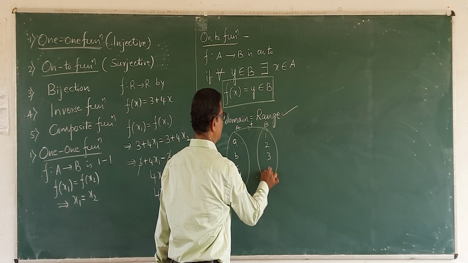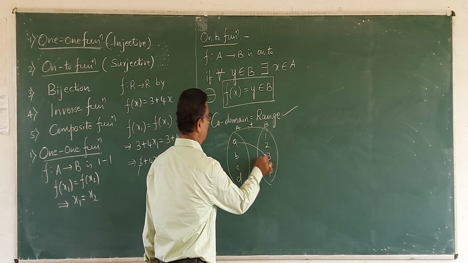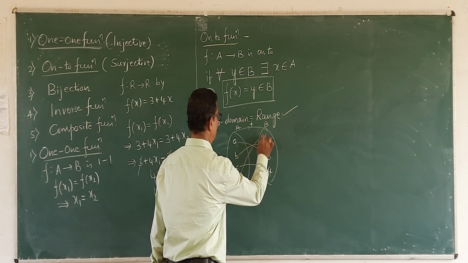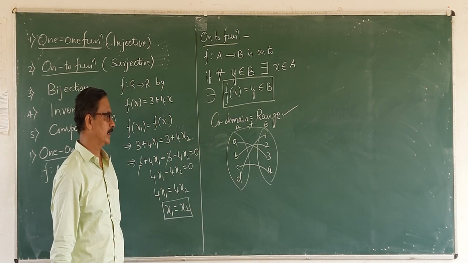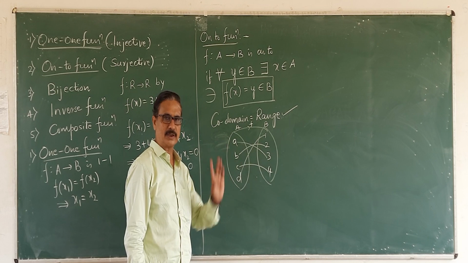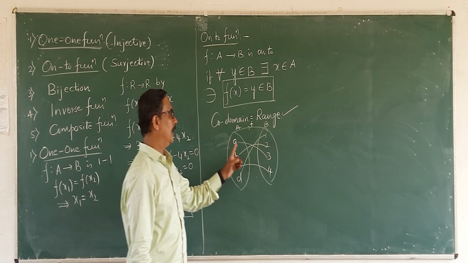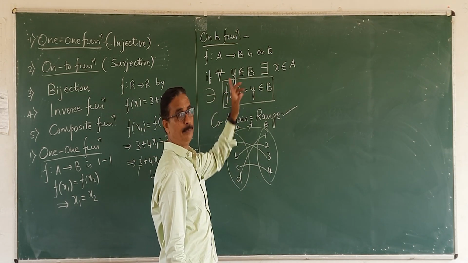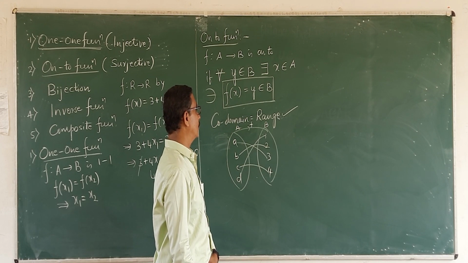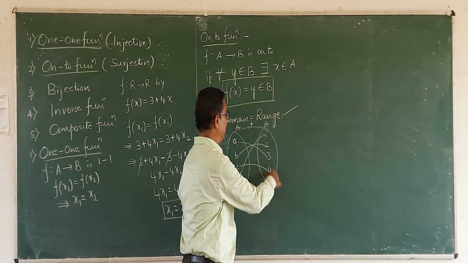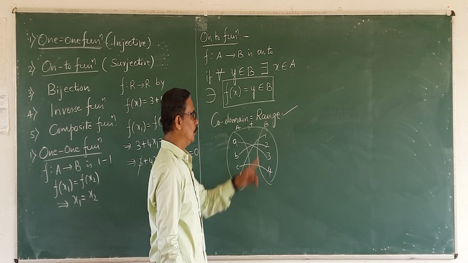B is a set consisting of 4 elements 1, 2, 3, 4. Now verify is it 1, 1 function as well as onto function. Check it. Clearly it is 1, 1 function as well as onto. Onto definition, for all y belongs to codomain B. The codomain B contains how many elements? 4 elements, namely 1, 2, 3, 4.